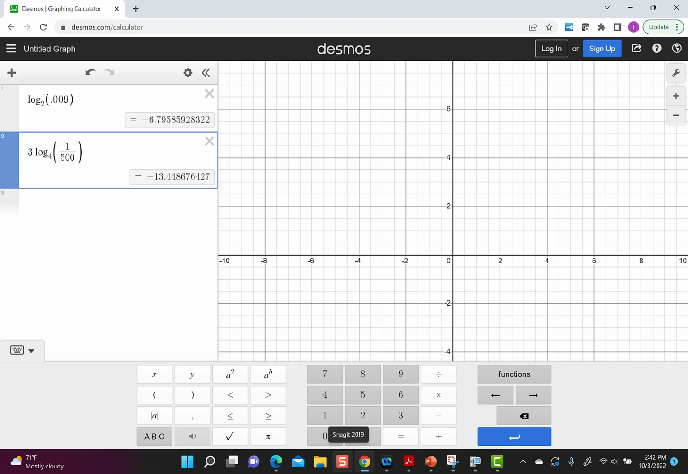So you know me, Desmos is my first choice, my go-to when I'm going to use some kind of calculator. And I hope that makes it helpful. That way you don't have to go spend money. You can just come in here and look at it.